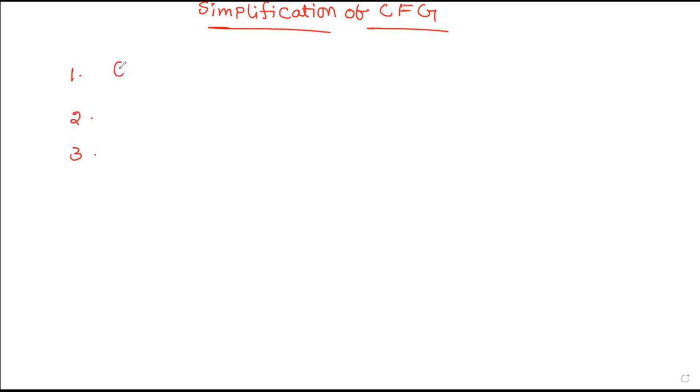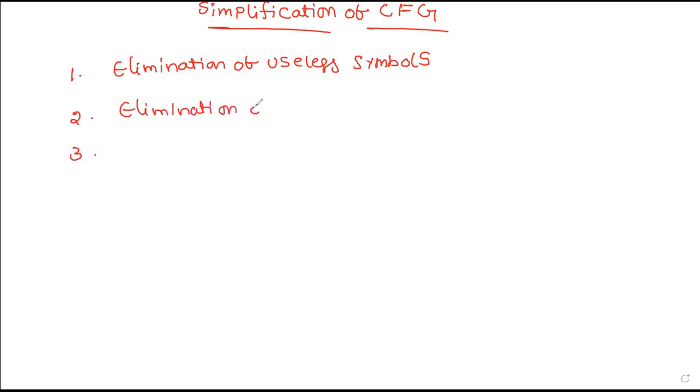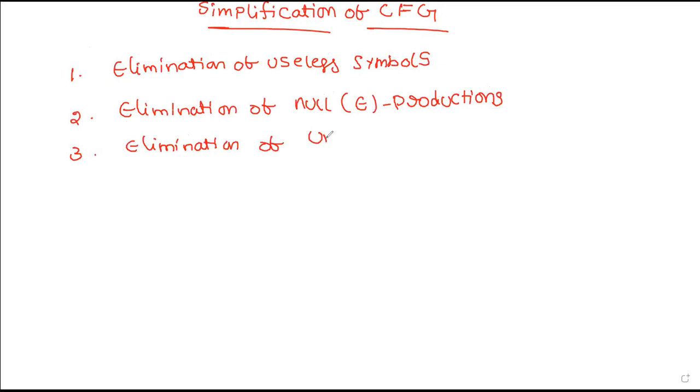The first one is elimination of useless symbols. Next one is elimination of null productions or epsilon productions. Next one is elimination of unit production. By using these three ways, we can simplify the grammar.